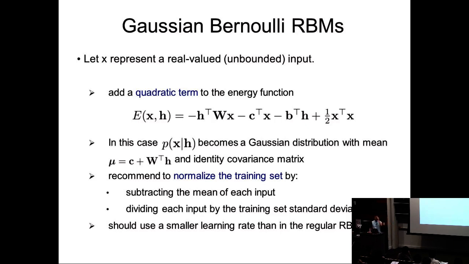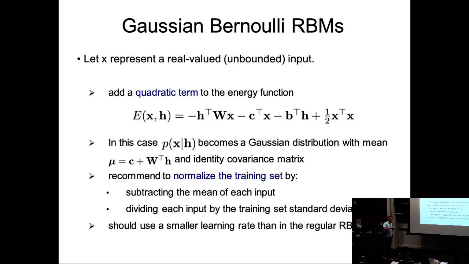Now, the other thing that maybe briefly I'll go over is you can start extending these models to other types of data. So here you can add a quadratic term to the energy function, right? Here you're adding this quadratic term, the last term, a half x transpose x. In this case, the conditional probability becomes a Gaussian, with mean given by C plus W transpose H, and the identity covariance matrix.